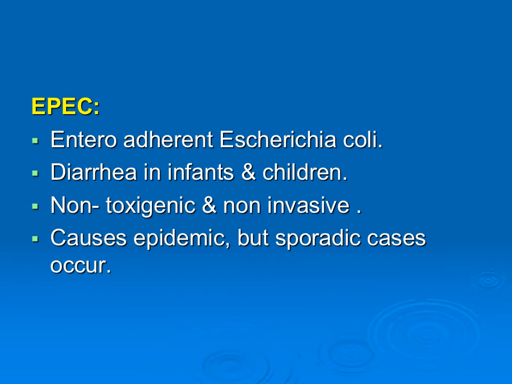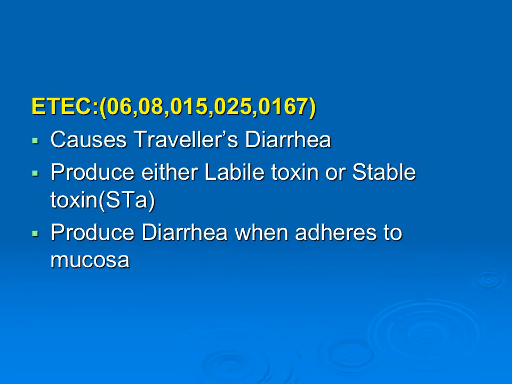First one, enteropathogenic. A few important points on enteropathogenic Escherichia coli. It causes diarrhea in infants and children, causes epidemics, but sporadic cases do occur. It is also called enteroadherent Escherichia coli. Next, enterotoxigenic. Important strains include O6, O8, O15, O25 and 167.